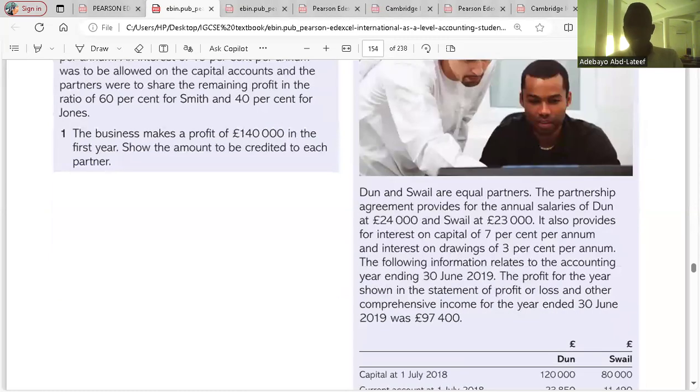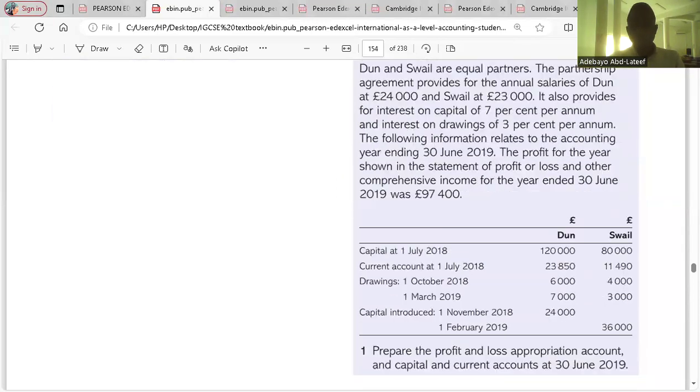They said, Don and Swale are equal partners. The partnership agreement provides for the annual salary of Don, 24,000. The salary for Don is 24,000, and for Swale is 23,000. It also provides for interest on capital at 7% per annum, and interest on drawing of 3% per annum. So we have the following information.